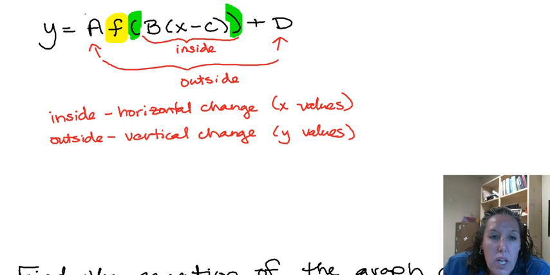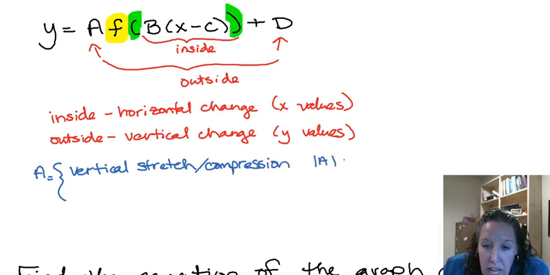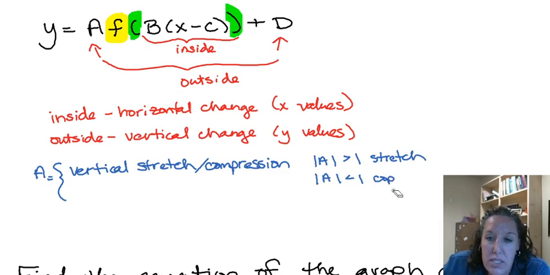All right, so what's out front, this a here is going to tell us two things actually. a is going to give us information on a vertical stretch or compression. And that's just going to depend on whether the absolute value of a is greater than 1, it's a stretch. And if the absolute value of a is less than 1, it's going to compress.